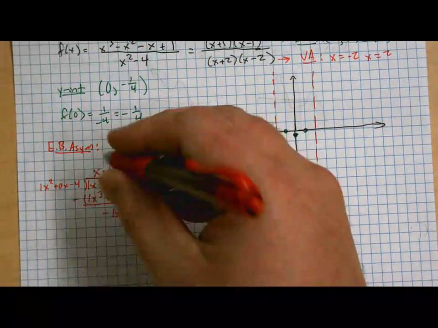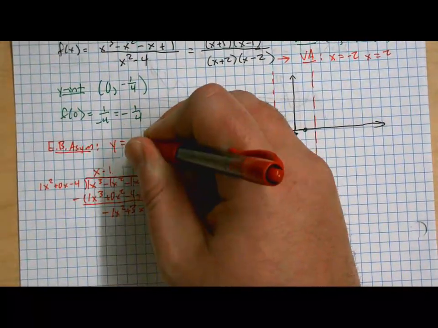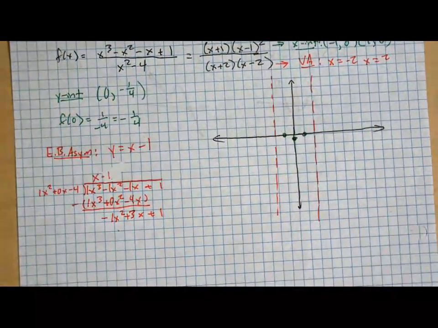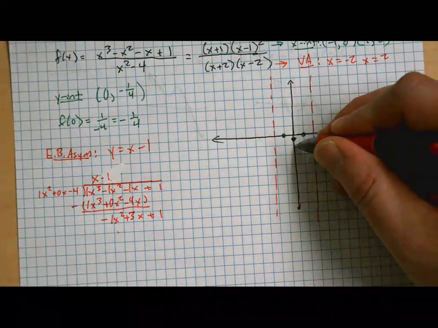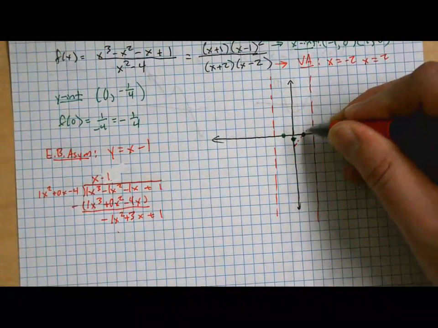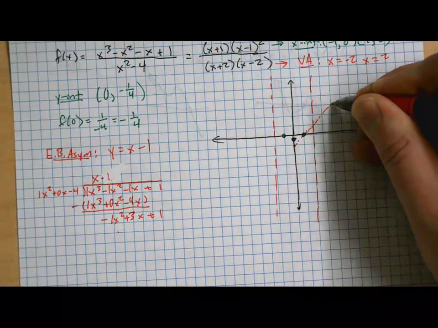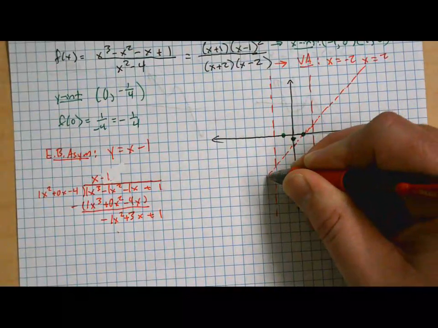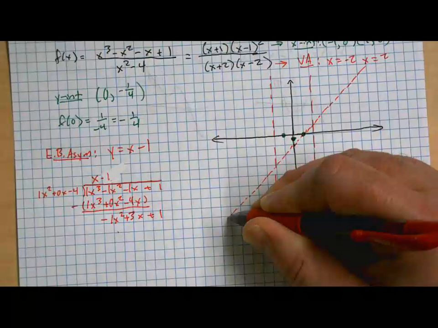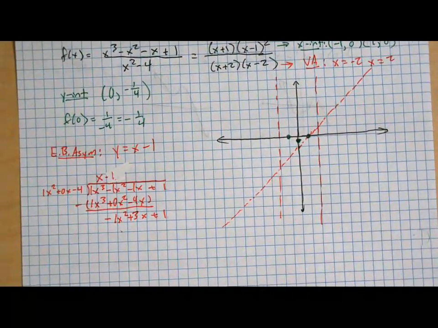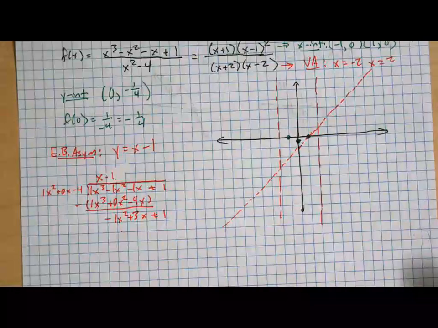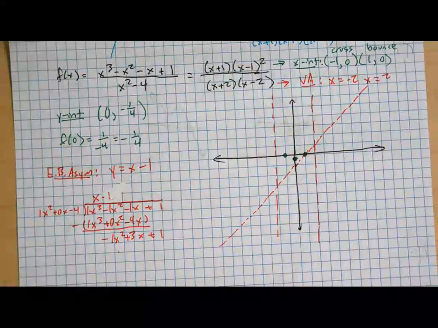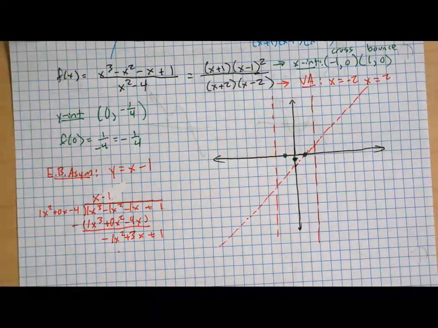X minus 1. So my end behavior asymptote is y equals x minus 1. And then we'll graph that. So that's a line with a slope of 1, crosses at -1. And I think we got enough to graph this thing.